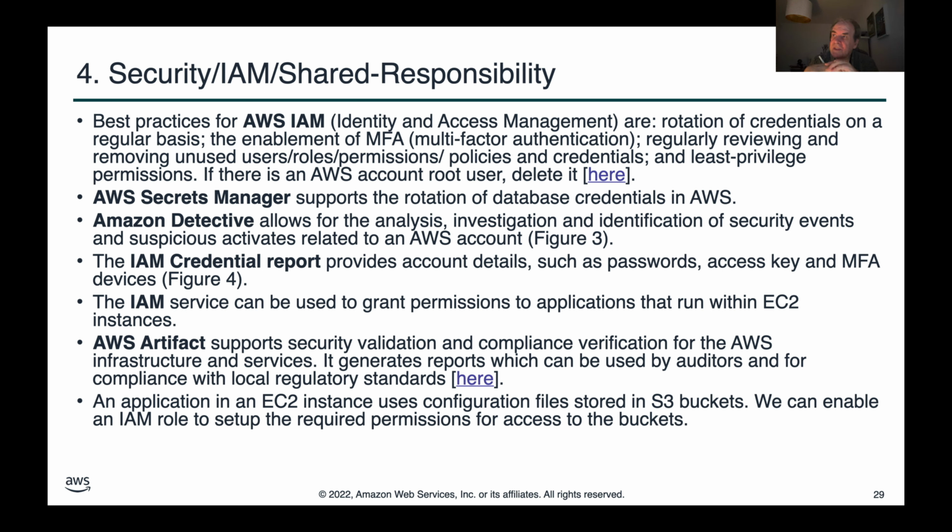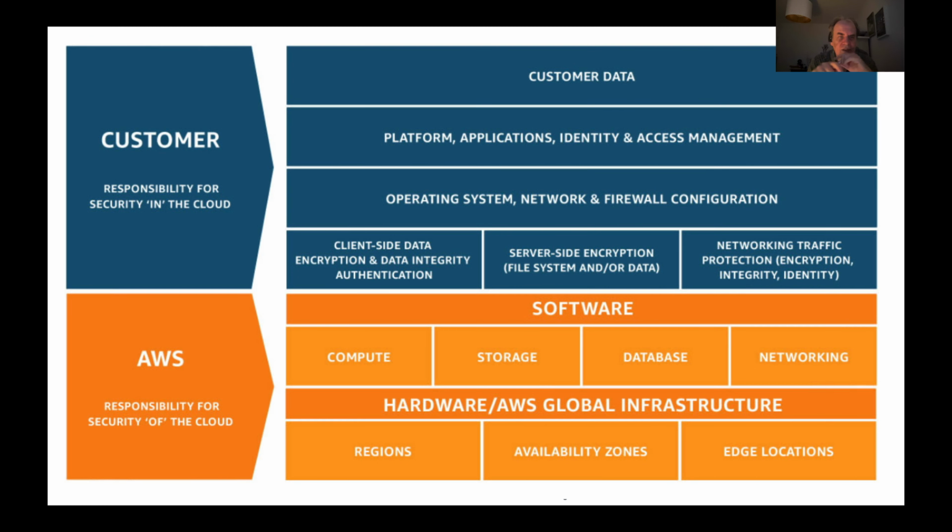The good thing is that it's possible here to be able to run reports to see all the changes that have happened since the last audit. And an application with the EC2 uses config files that can use config files from S3 buckets. We enable a special IAM role to be able to allow access from the EC2 instance to the S3 buckets.